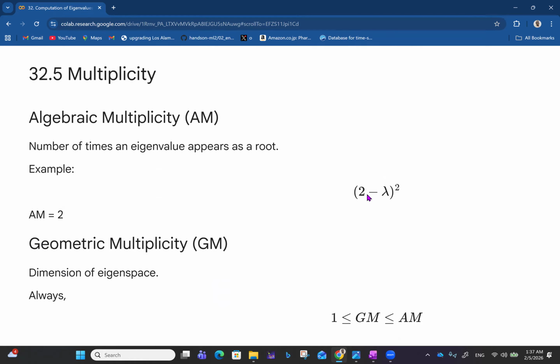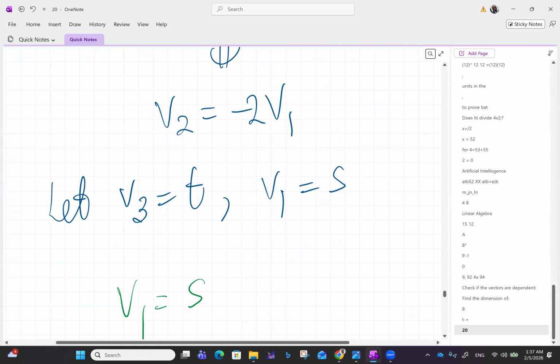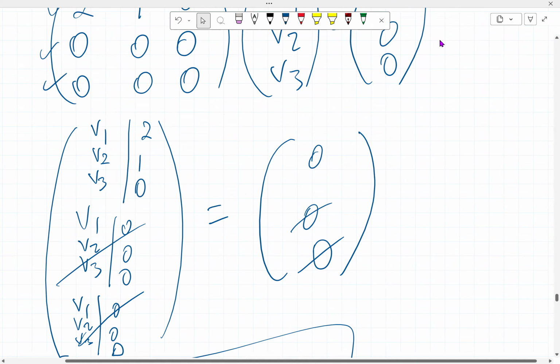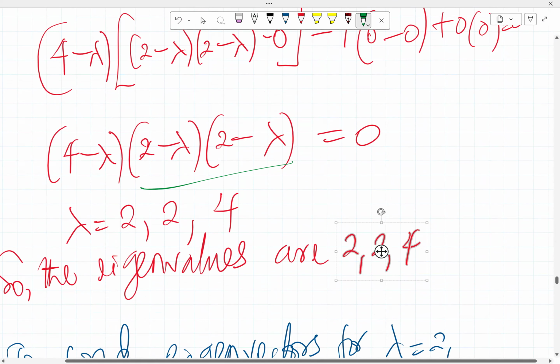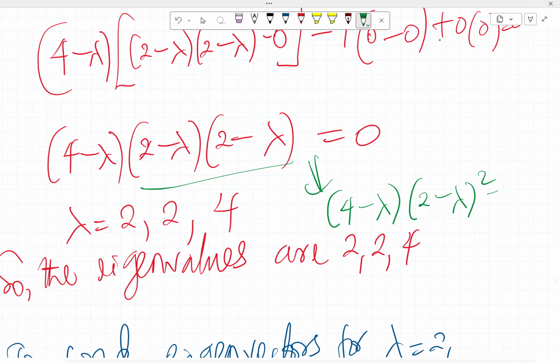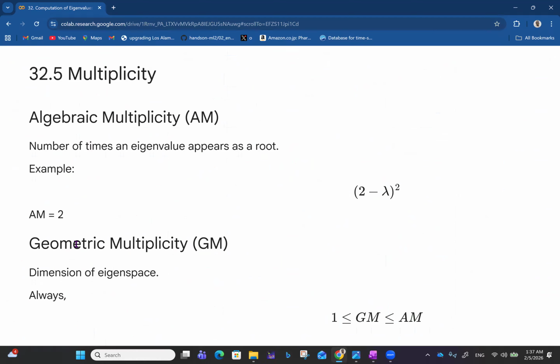Like the other case where we had 2 minus lambda squared, that's multiplicity. As you can see, when we are looking for the eigenvalue up here, it tells us we have 4 minus lambda into 2 minus lambda squared equals 0. So this shows us multiplicity 2. So we have that eigenvalue with multiplicity 2. So in that case, we say the algebraic multiplicity is equal to 2.